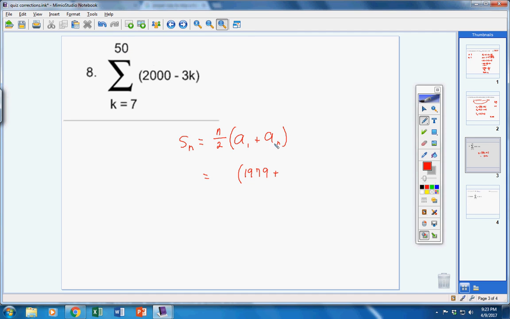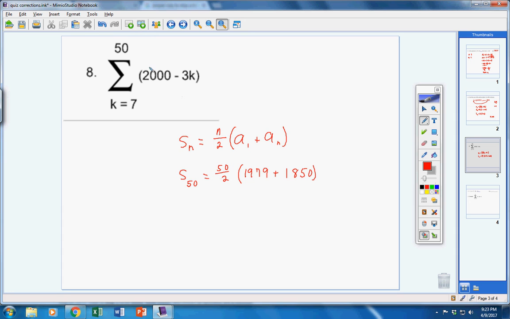Now put 50 in to get your last term. A subscript n is your last term. Put a 50 in and you will get out 1850. Okay? Put a 50 in right here. 3 times 50, 150. 2000 minus 150, 1850. Okay, now, a lot of you might have put 50 for your n, and if you did, that's wrong.